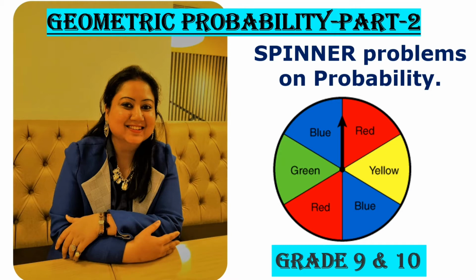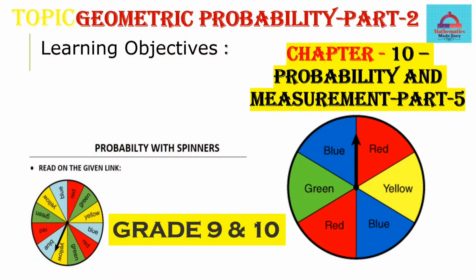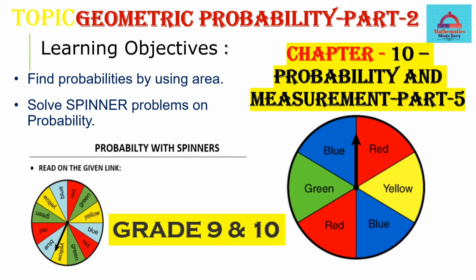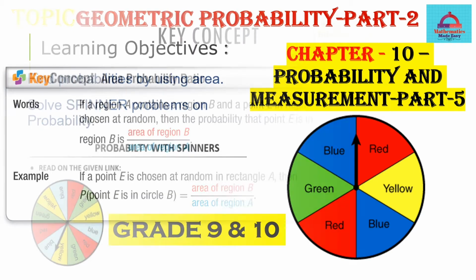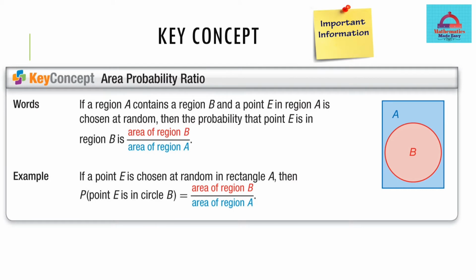We are going to continue with part 2 today and we are going to focus on spinner problems on probability. So let's get started. Today's topic, geometric probability part 2, will be for chapter 10, probability and measurement, the part 5 of the series that we started for grade 9 and 10. The learning objective for today would be to find probability by using the concept of area and solve spinner problems on probability. Let me explain to you the key concept for today, that is the area probability ratio.